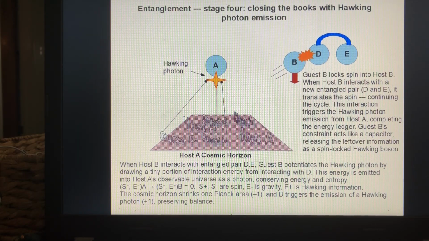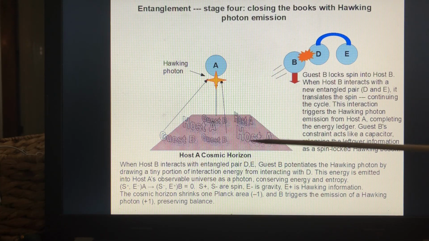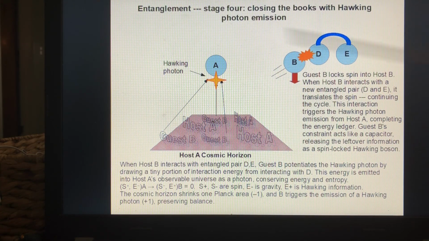Stage 4, closing the books with Hawking photon emission. Guest B locks spin into host B when host B interacts with a new entangled pair, or it could be a new particle. It translates the spin, continuing the cycle. This interaction triggers the Hawking photon emission from host A, completing the energy ledger. Guest B's constraint acts like a capacitor, releasing the leftover information as a spin-locked Hawking boson. Here's where the sign changes, because now it's gone from A's cosmic horizon to B's cosmic horizon, and from that perspective, B will see the opposite sign.